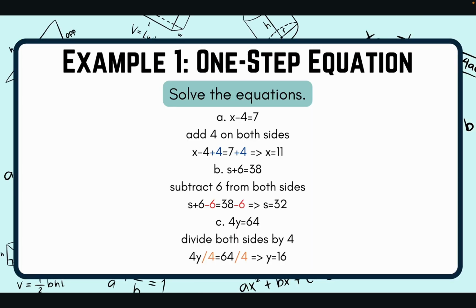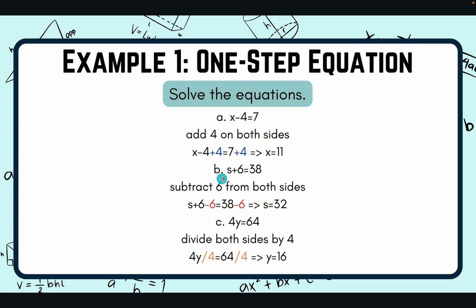Example 1, one-step equation. Here it says solve the equations. A, x minus 4 equals 7. So it's minus 4 right here. So you have to use an inverse operation, which is addition. So you add 4 on both sides. x minus 4 plus 4 equals 7 plus 4, and that becomes x equals 11.